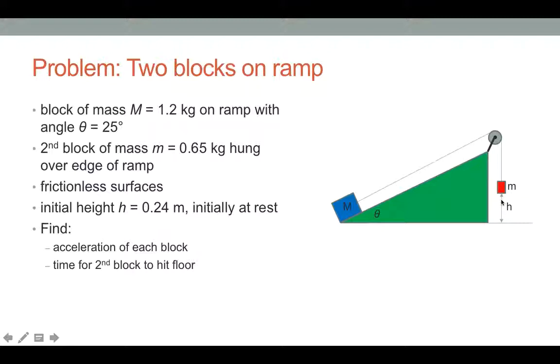Here we're going to give specific values for the masses and the angles, and we'll say the second block right here, the red one, is a certain height above the ground. And again, we'll take everything to be initially at rest. What we're going to look for is the acceleration of each of the blocks, and how long does it take this red block right here to hit the ground and fall the 24 centimeters, or 0.24 meters.